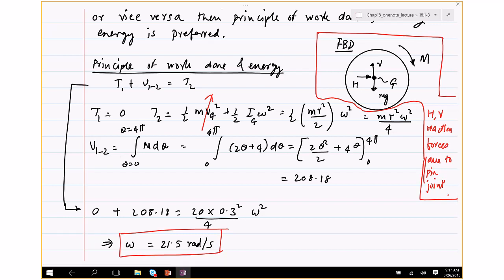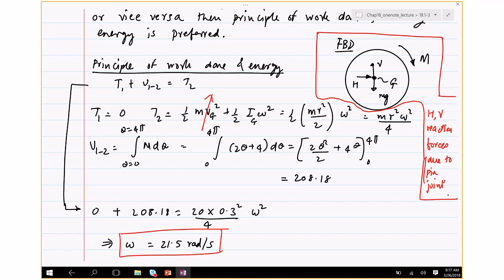Again, you could potentially do this using what you learned in chapter 16, which was one chapter before that, in your exam, by using moment about O is I alpha. Maybe you should try to do that at home and see if you get the same answer. Any questions on this? Okay, let's move on.